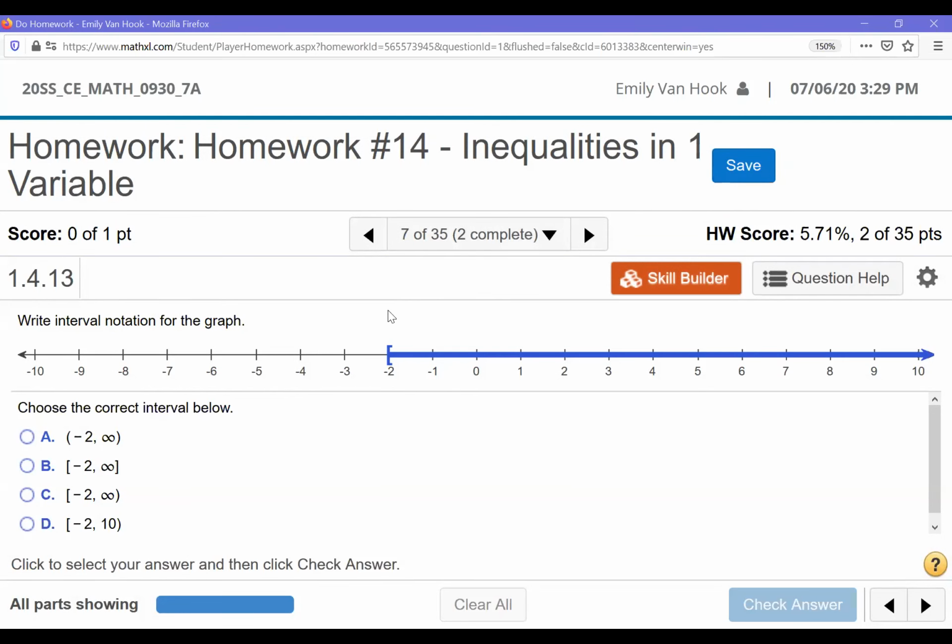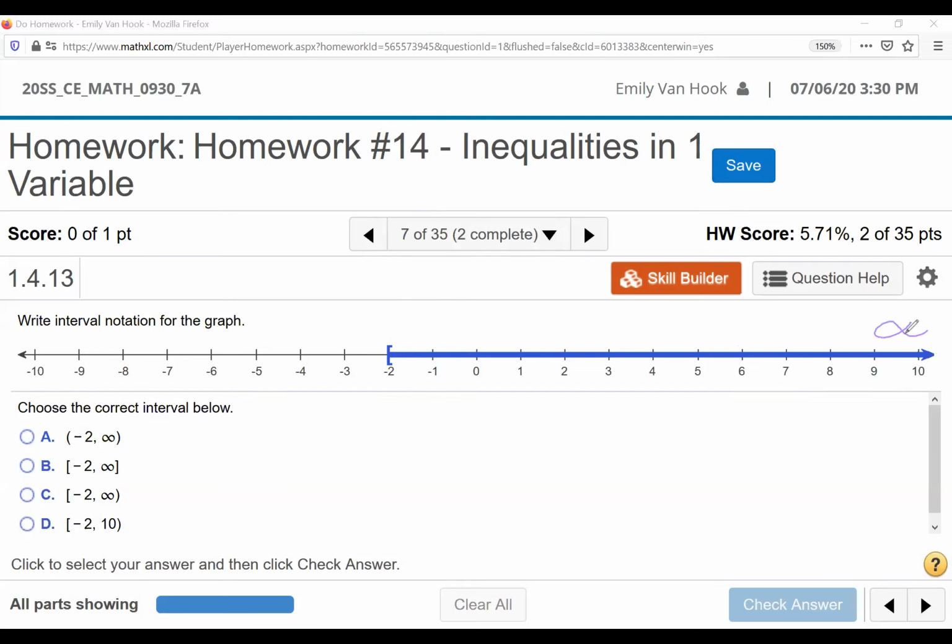Okay, number 7 has a square bracket around -2 on the number line, and the arrow is going off to the right. It might look like it's stopping at the number 10 on your screen. We do have a -2, 10 choice here, but it's not stopping there. There's an arrow going beyond the 10. So we know we're actually going toward infinity. It's going to be square bracket, -2, infinity. And then we need to make sure the infinity has parentheses around it.